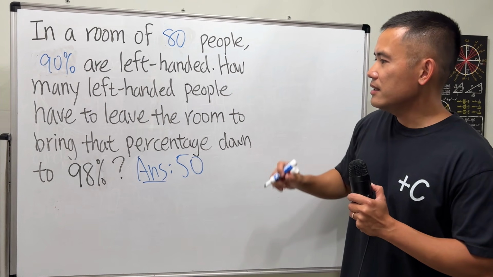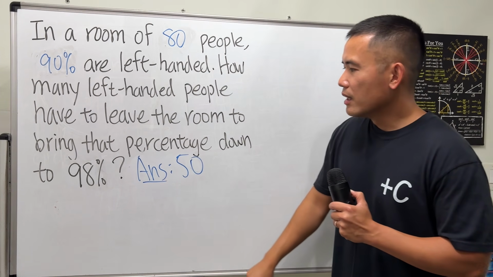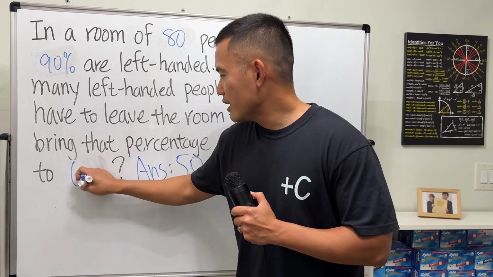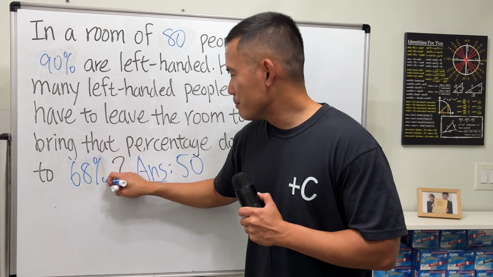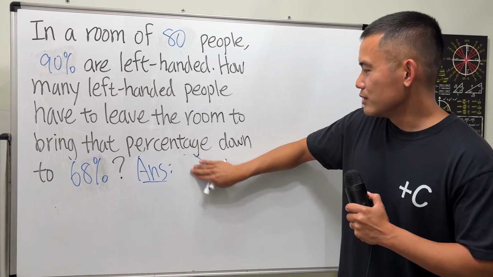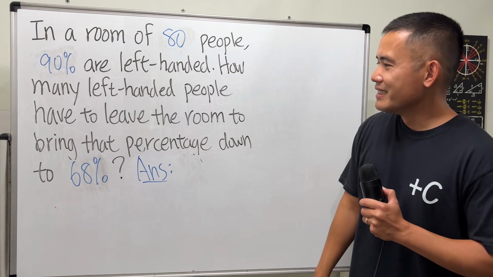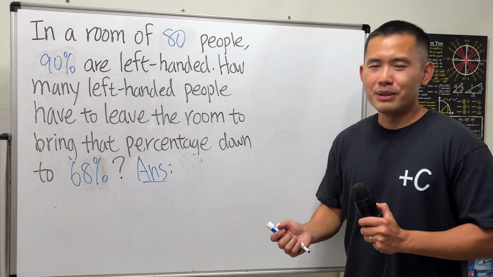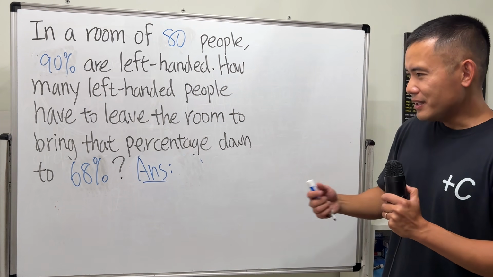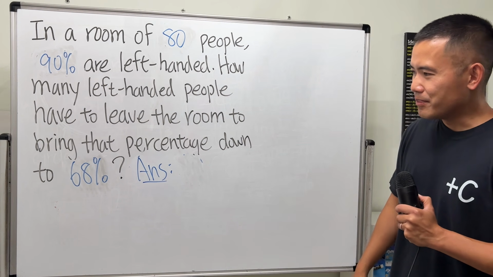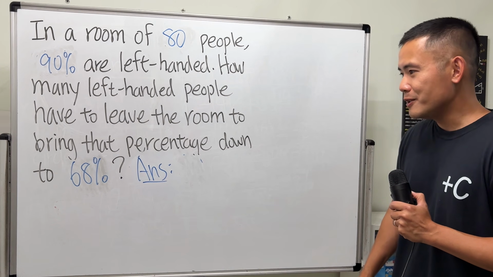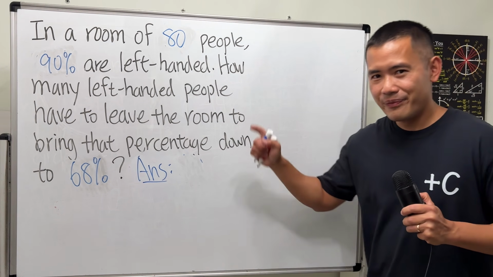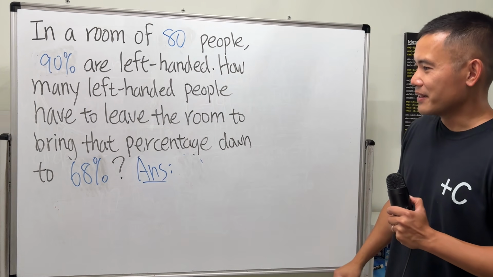are left-handed, and then same thing, but at the end, I'm going to try to get 68%. And of course, the answer is no longer 50. Now, what do you think? For this one, I believe we do have to do some algebra because the numbers are not going to work out so nicely. Yeah. Okay, let's go ahead and get started.